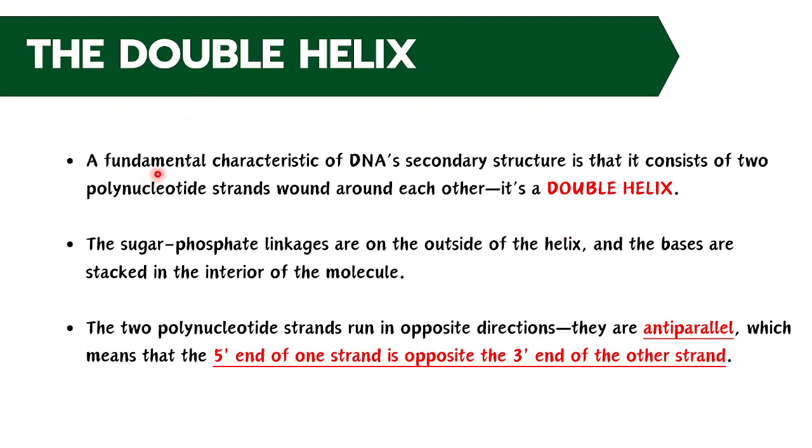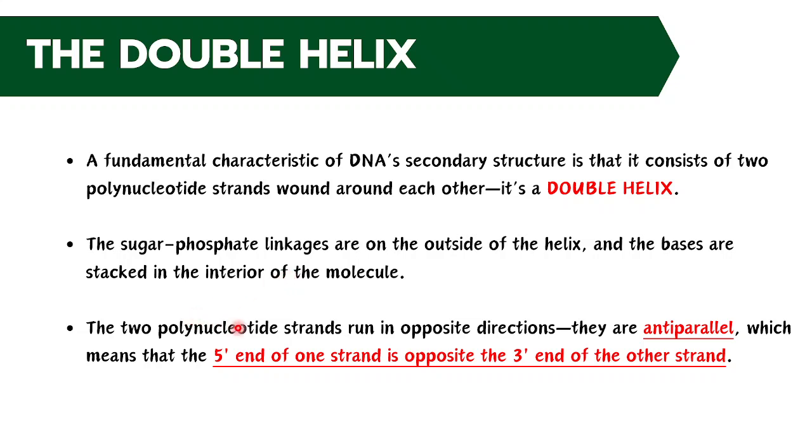Now, the fundamental characteristic of the DNA secondary structure is that it consists of two polynucleotide strands that are wound around each other, twisted with each other, and it is now called a double helix. The sugar-phosphate linkages are on the outside of the helix, and the bases are stacked or projected in the interior, inside the molecule. In a DNA model, you will not see bases on the outside. Instead, what is on the outside is the sugar-phosphate backbone, and what is inside are the nitrogenous bases, the complementary bases.